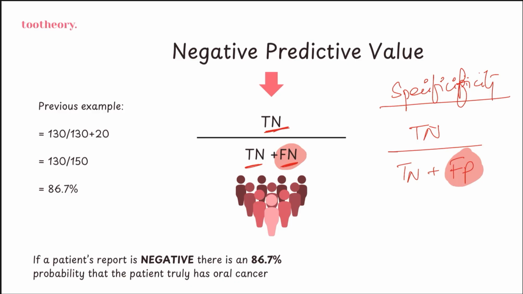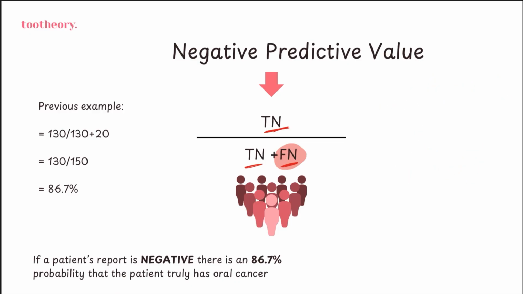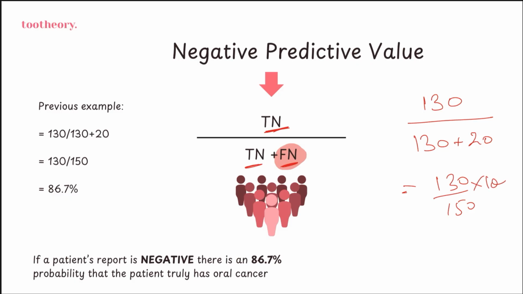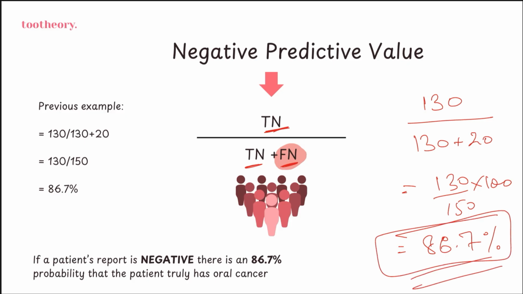According to the example, we could put in the values. True negatives were 130 upon 130 plus 20, which were the false negatives. And if we divide this, the answer in percentage comes around 86.7%, and that's the negative predictive value.